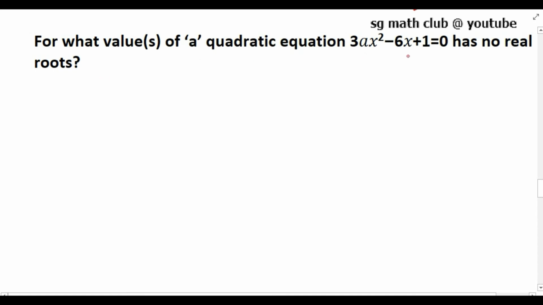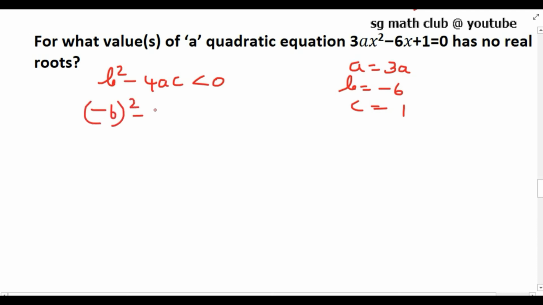So next question, for what value of a does this quadratic equation have no real root? That is 3ax square minus 6x plus 1 equal to 0 has no real root. Just now I explained b square minus 4ac, if it is less than 0, then it has no real roots. Here a is 3a, b is minus 6 and c is 1. So when I substitute, I have minus 6 the whole square minus 4 into 3a into 1 is less than 0. 36 minus 12a is less than 0.